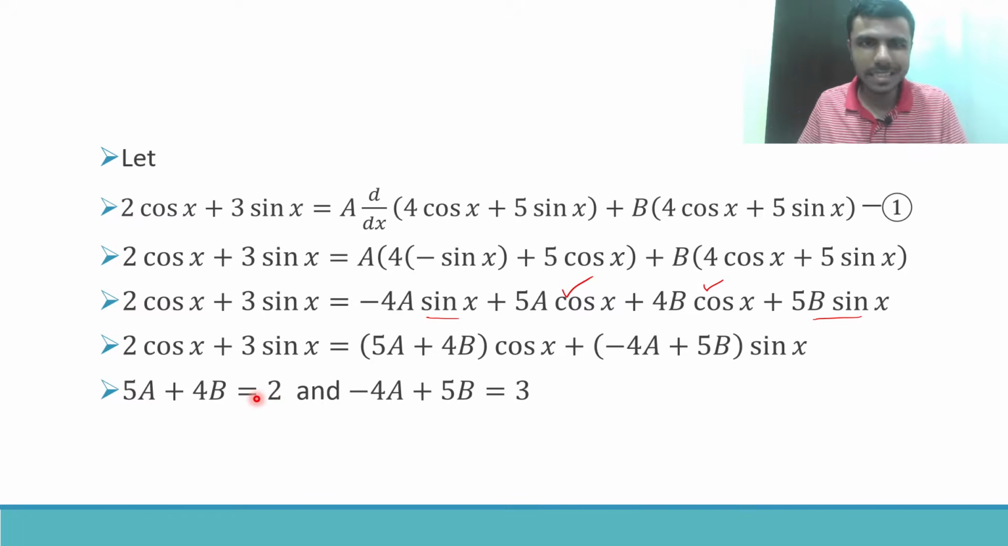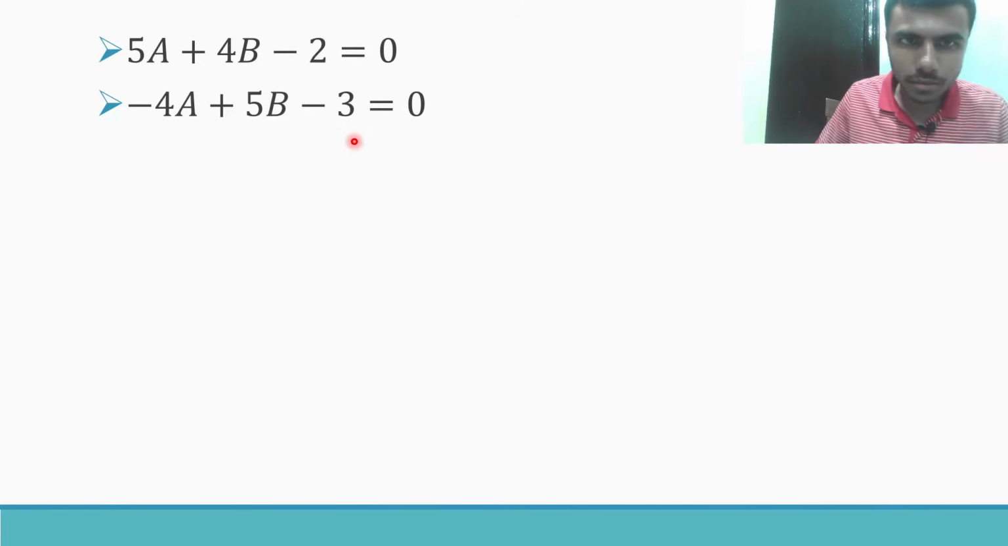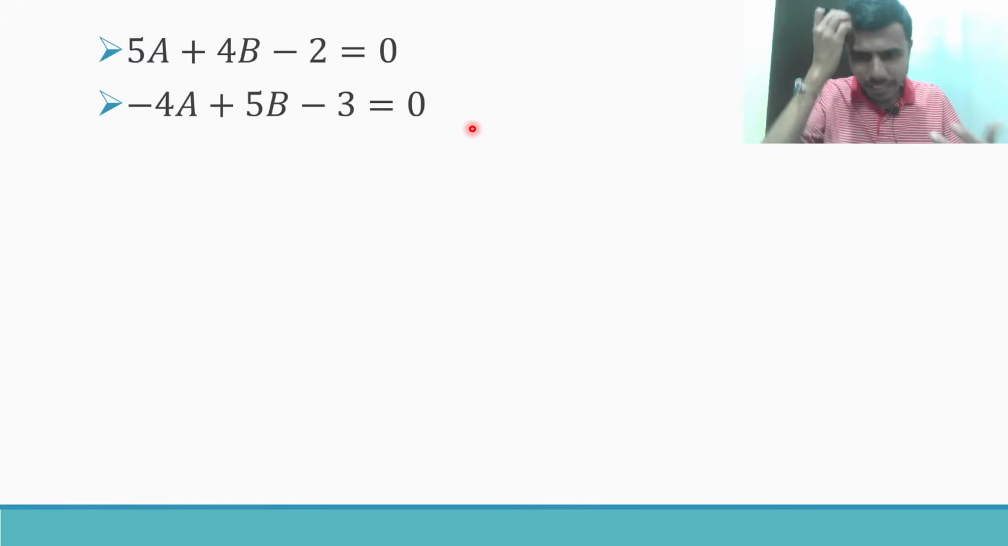Okay. Bring this 2 to the LHS, likewise bring this 3 to the LHS. I mean, then it would be 5a plus 4b minus 2 equal to 0, and then minus 4a plus 5b minus 3 equal to 0. Okay. And then I'm going to solve these two. Fine. You could solve it in many ways. You could use elimination method, you could use substitution method. Fine, it's up to you.